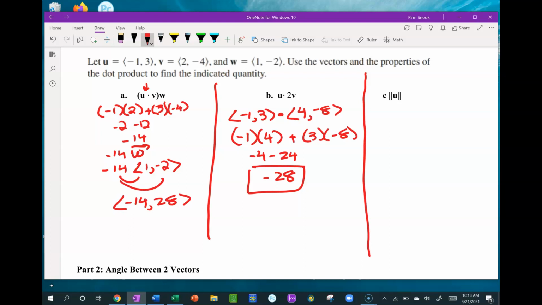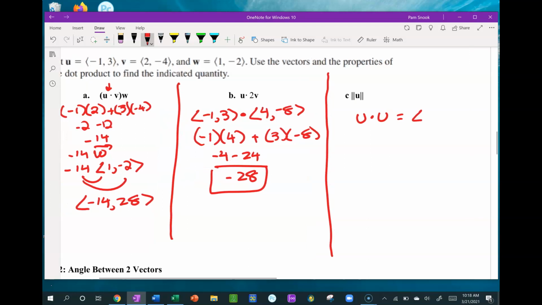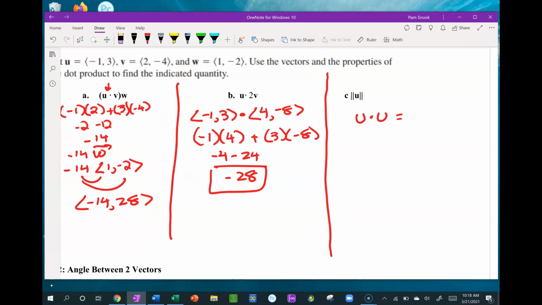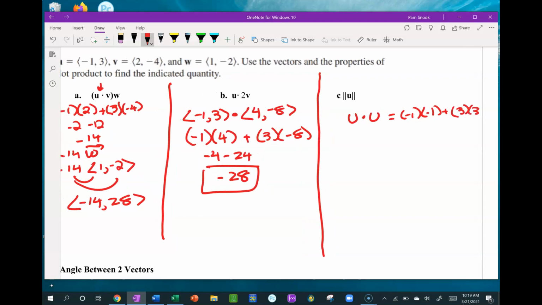My last one is to find the magnitude of vector u, and we're going to use dot products to do that. So check this out. If I do a u dot u, that's going to give me a negative 1 times negative 1, and I'm going to add that to a 3 times a 3.